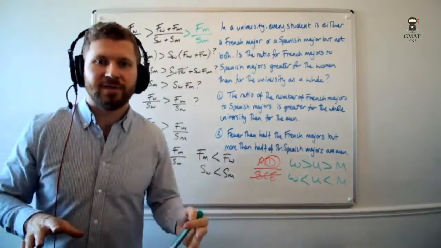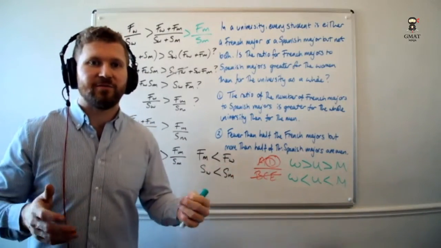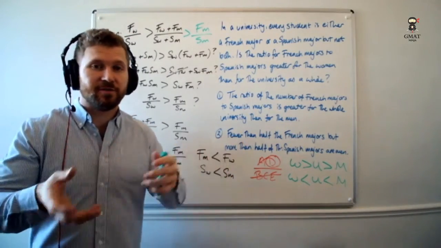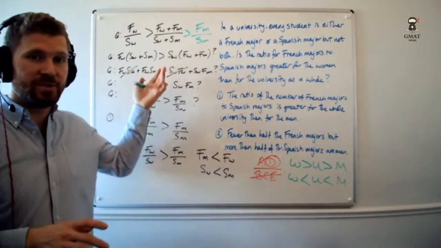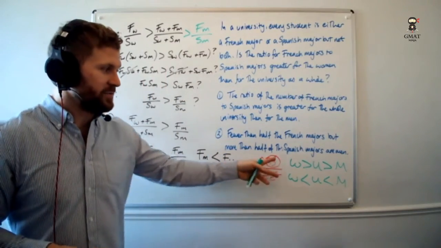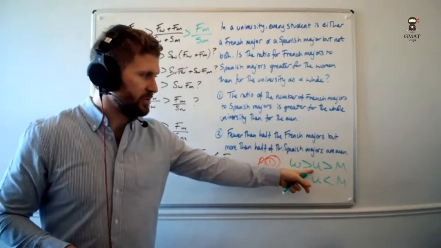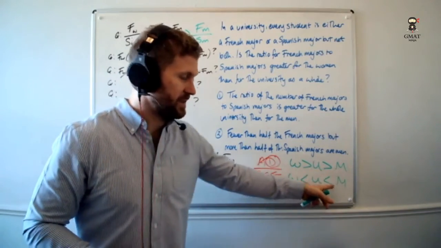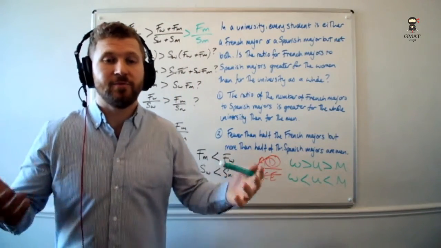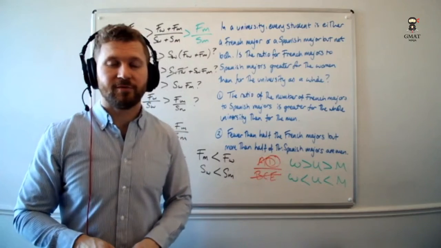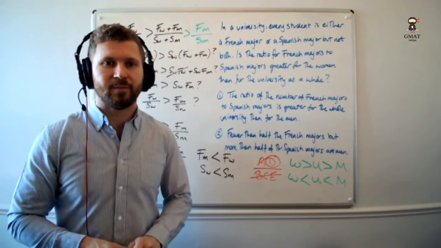So you can do this algebraically. You have to be careful. There's a lot of subscripts going on. There's a lot of moving terms around. But as you can see, it is possible. But if you can spot that intuition that the overall has to be in some way between the two components, then you can jump very quickly through this question.